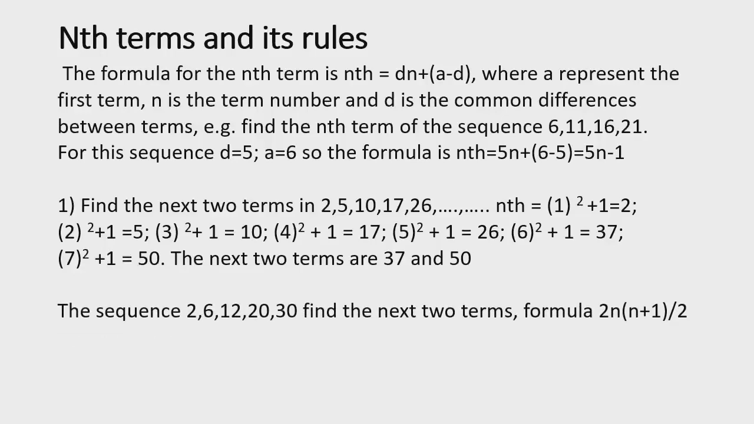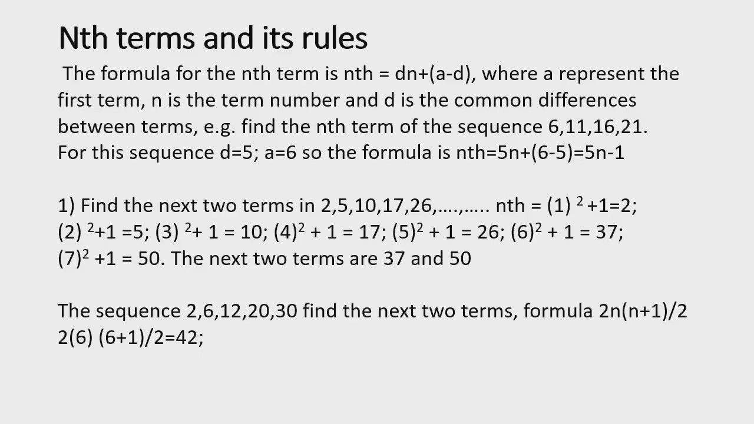Now the sequence 2, 6, 12, 20, 30, find the next two terms again. It's the same thing, and they give you the formula. So you can see that 2 is the first term, 6 is the second, 12 is the third, 20 is the fourth, 30 is the fifth. So they want you to find term 6 and term 7. So in the formula, you replace n with 6 and then you do the calculation. If you replace n with 6, you will notice that your answer will be 42.